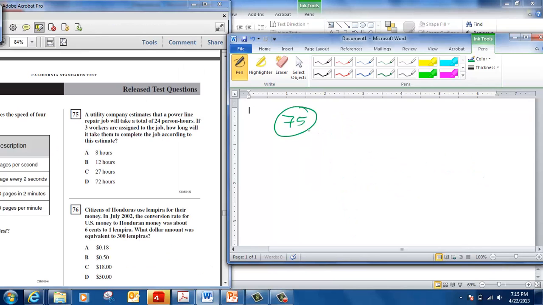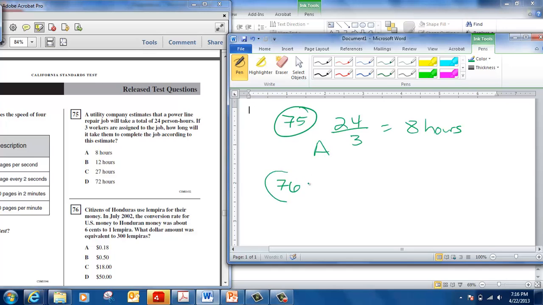75. A utility company estimates that a power line repair job will take a total of 24 person-hours. If 3 workers are assigned to the job, how long will it take them to complete it? So 24 person-hours means I would need 24 people to work on it for 1 hour to get it done. So I can just divide. I don't have 24 people, I only have 3. So that's going to take them 8 hours. And that is A.